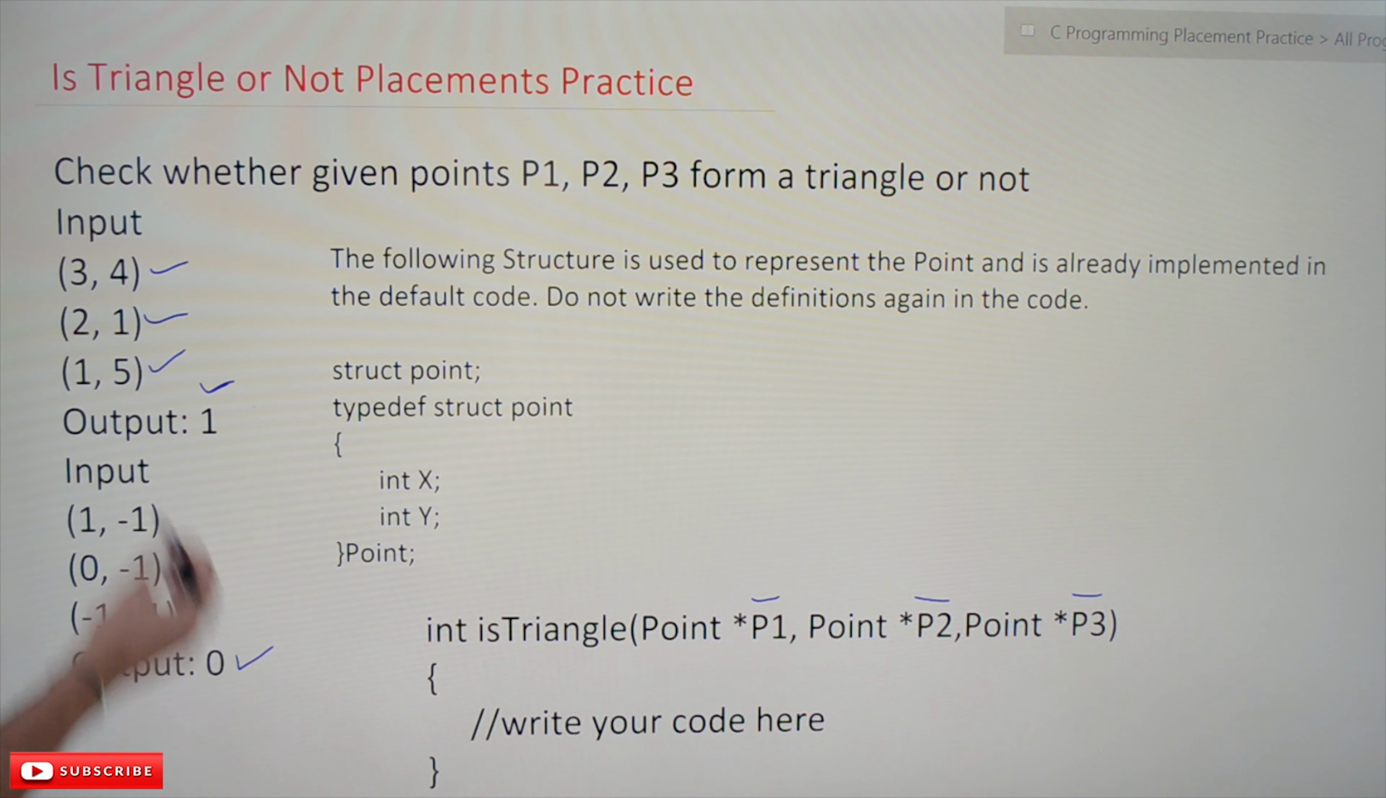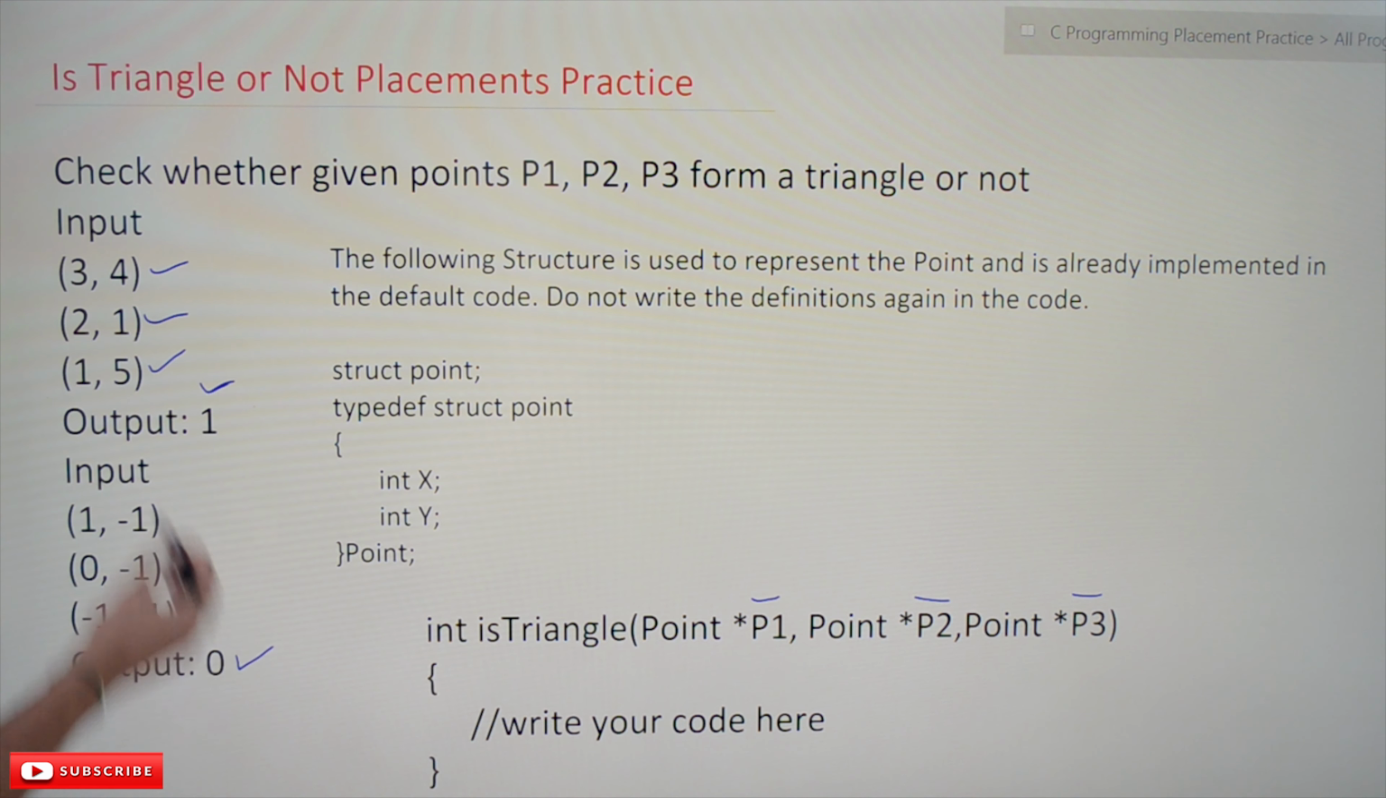We will take these coordinates and try to find the area of the triangle, to find whether these coordinates form a triangle or not. So what are the coordinates? It is 3, 4, 3, 4, 2, 1 and 1, 5. What is the formula? Using these coordinates, how can we find the area of a triangle?